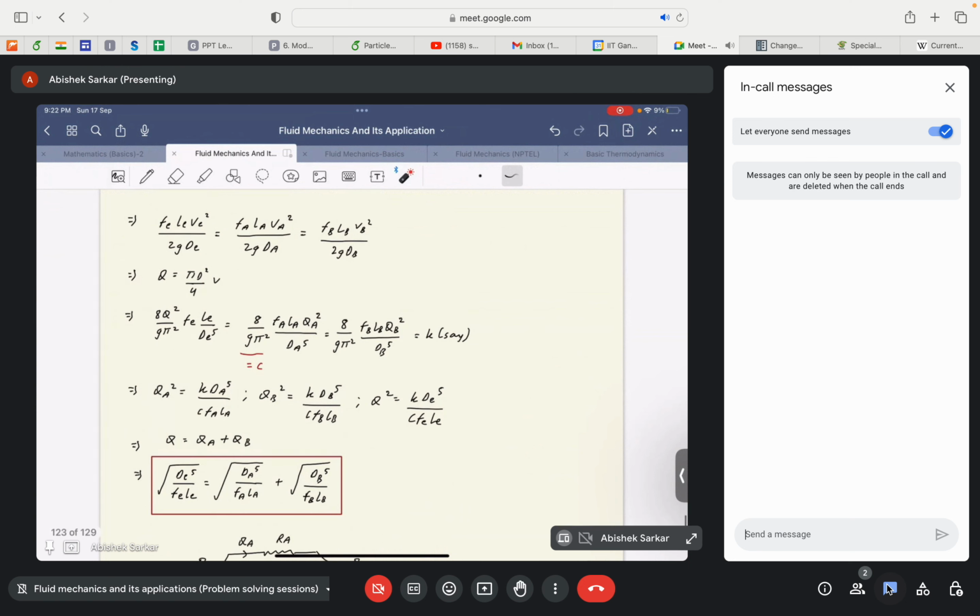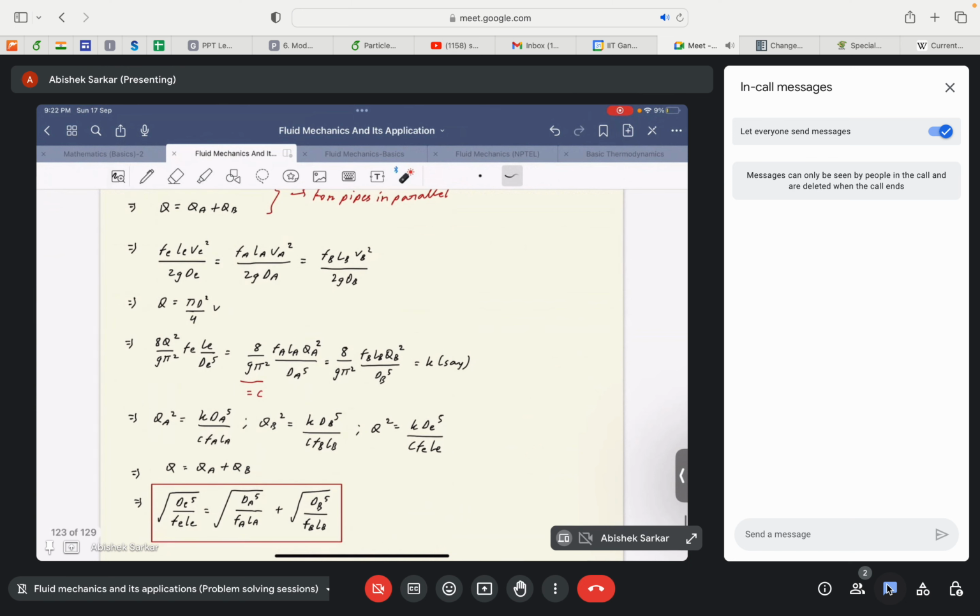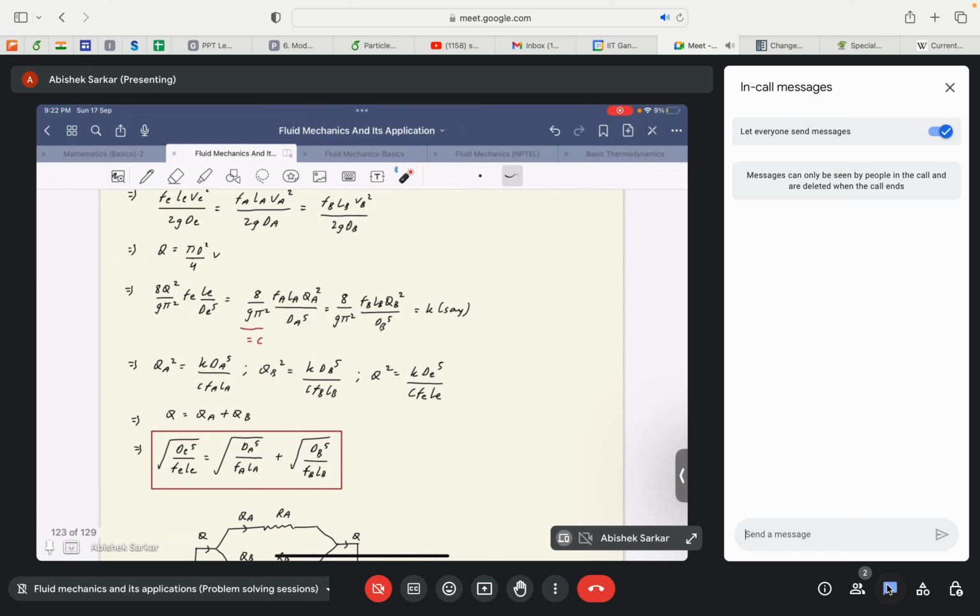Okay, where K is some constant, like if all the head losses are equal, then let's say this is equal to some constant, and C is taken to be this value, 8 by g pi square. So now we know that Q is equal to QA plus QB. Then we just take the square roots and add them up. So square root of dE to the 5 divided by FELE would be equal to square root of dA to the 5 by FALA plus square root of dB to the 5 by FBLB. So if there are n number of pipes, we just extend this expression for n number of pipes.